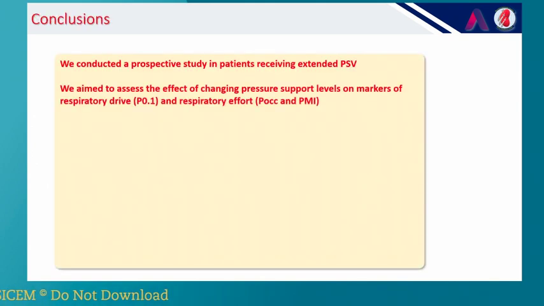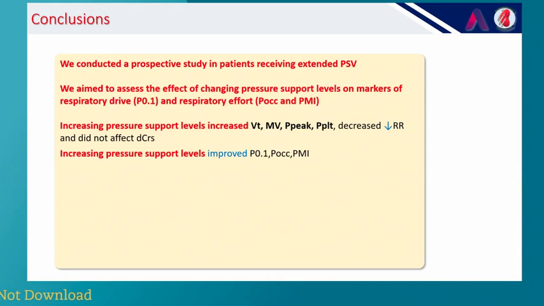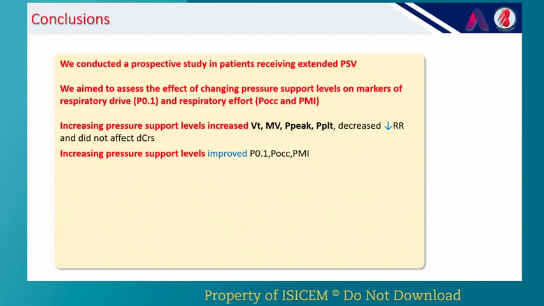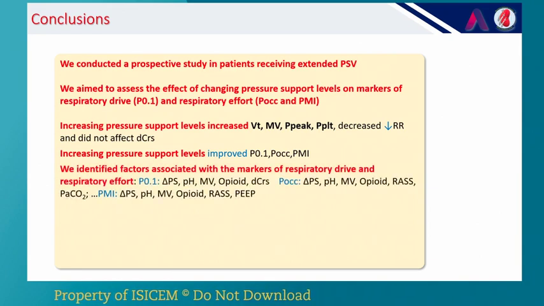So in conclusion, we conducted a prospective study in patients receiving extended pressure support ventilation. Our aim was to assess the effect of changing pressure support levels on markers of respiratory drive and markers of respiratory effort. As you would expect, increasing pressure support increased tidal volume, minute ventilation, plateau pressure and peak pressure, and decreased respiratory rate. It also, as you would expect, decreased the P0.1 and Pocc and PMI, and you were able to see the quantification on average of such effects.